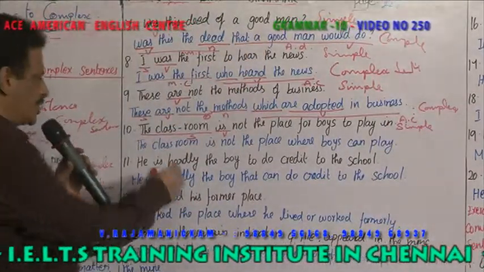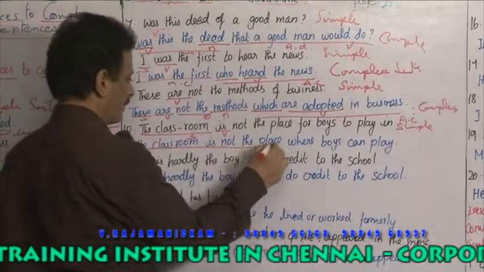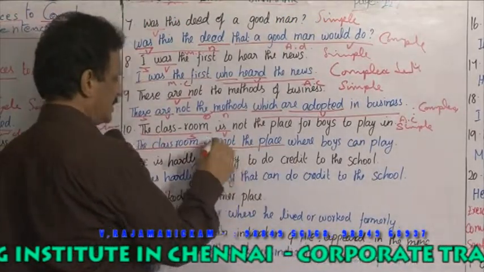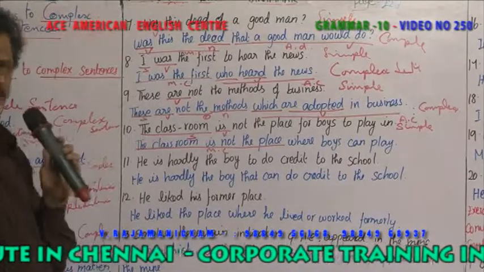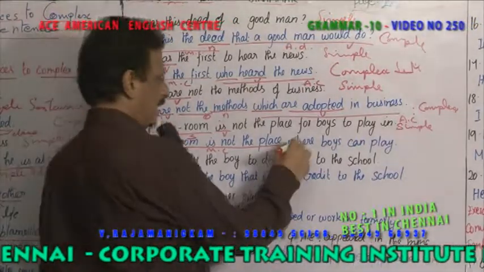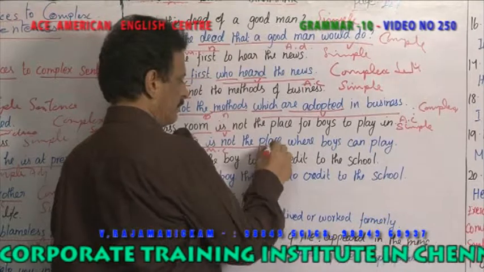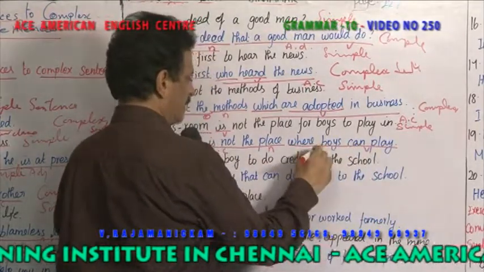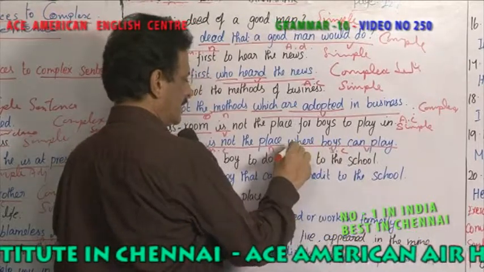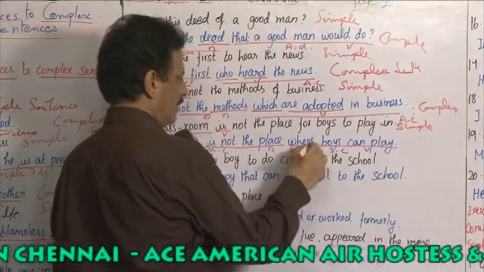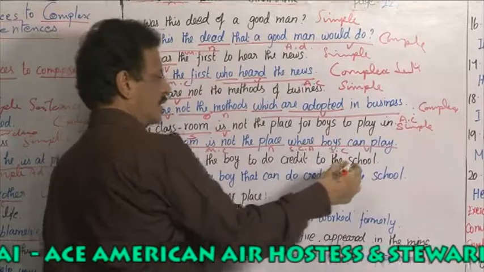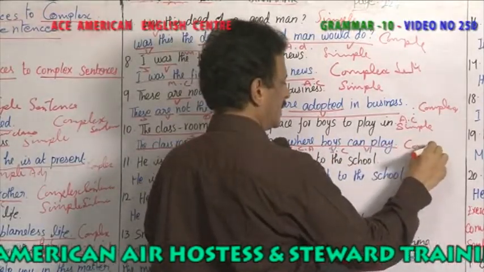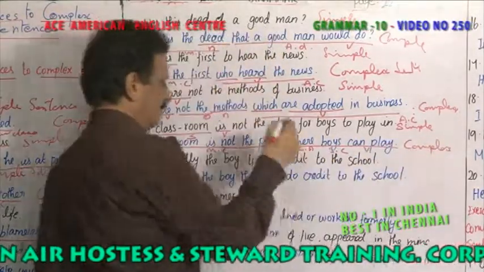The classroom is not the place. Is the main clause. Is the verb. The classroom is not the place where boys can play. This where stands for what? Place. So where boys can play. Can play is a verb. So this becomes a subordinate clause. Where is a subordinating conjunction of adjective. So this becomes a complex sentence. One sentence depending upon another sentence is called a complex sentence.